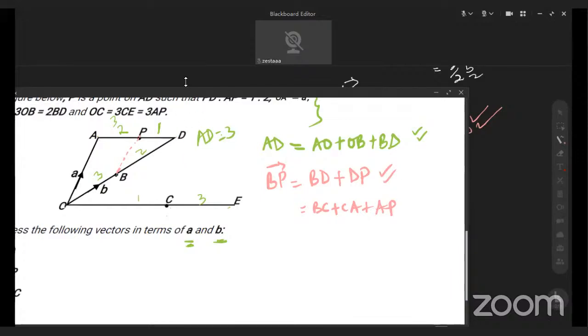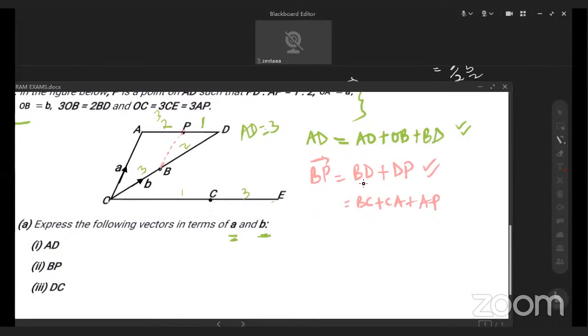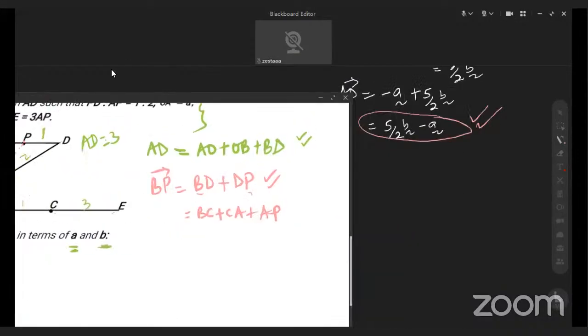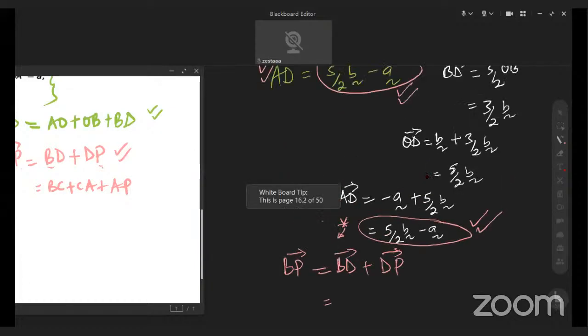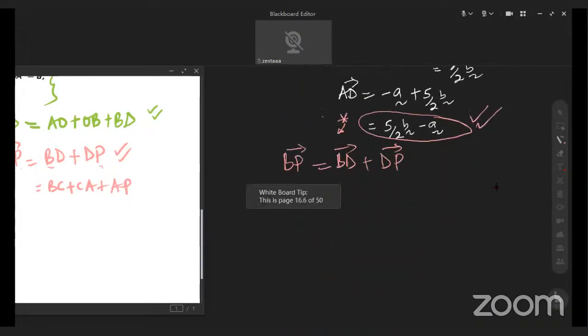Do you realize that when you are moving these vectors here, B and P are outside and they are equal to this. So for me to move from B to P, we first go to BD plus DP. Let's just use that. So we have BD plus DP. I think we already have BD from up here. We calculated our BD somewhere, which is 3 out of 2 B. So plus DP.